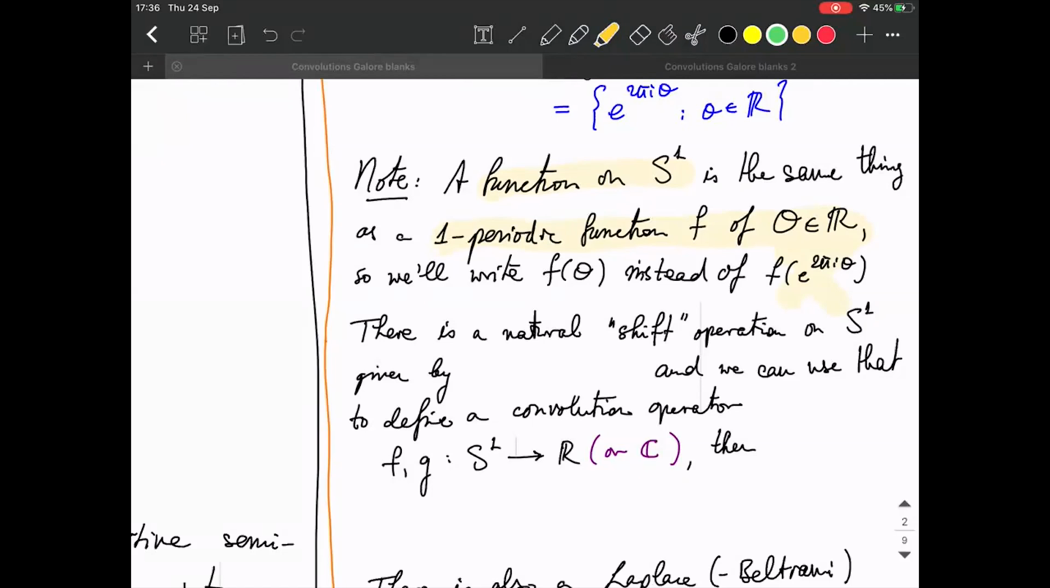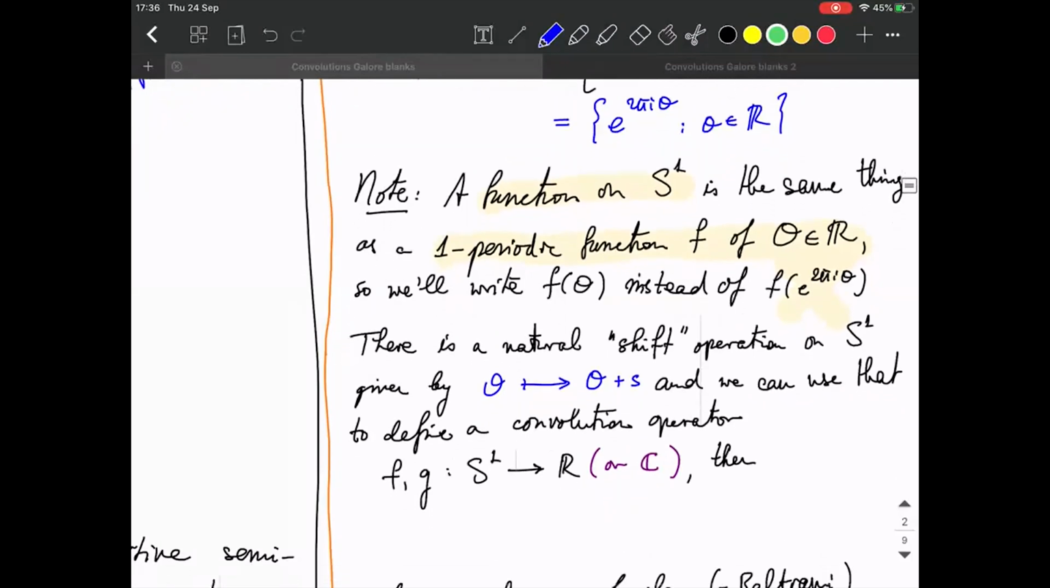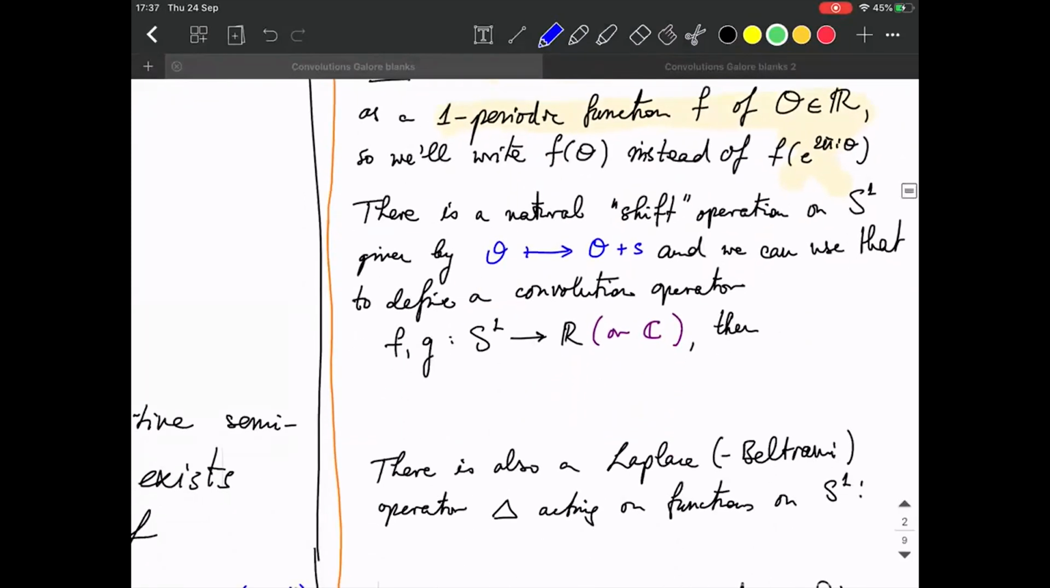Now the good news here is that on a circle we do have a natural shift operation, which expressed in terms of the angle theta is just shifted by a little bit more. So in the parameterization above, this corresponds to counterclockwise rotation by s. And so we can use this shift operation to define a convolution.